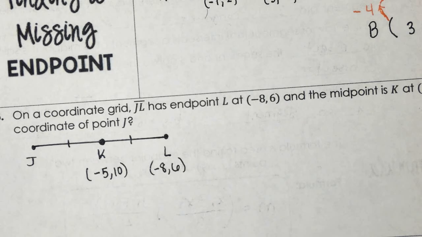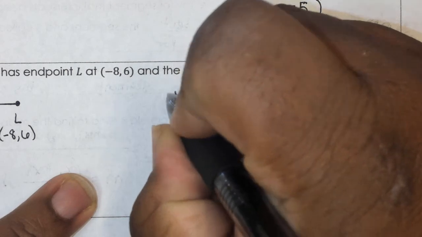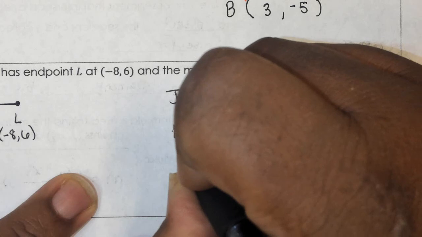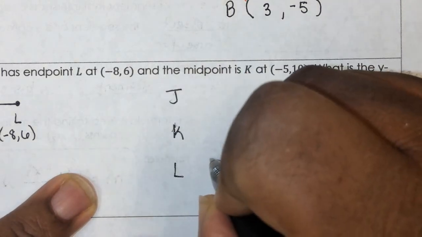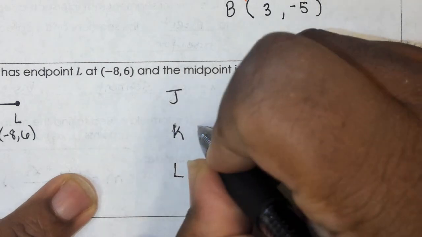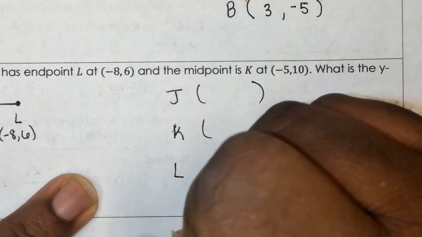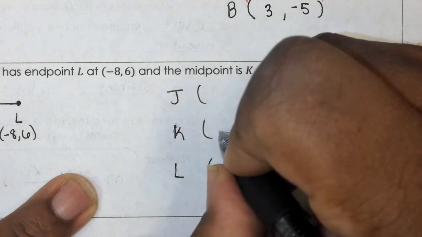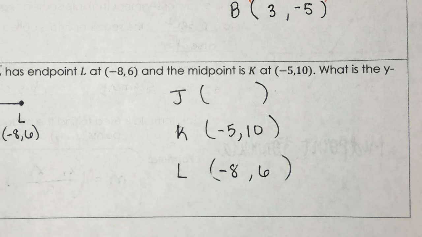Other part I want to set up for you, just so you'll do it right. Like I said, you can line your letters up. J, then you got K as your midpoint, then you got L, and then in parentheses, so just moving this over, -8, 6, -5, 10, and then the rest is up to you. You give me my answer. Alright?